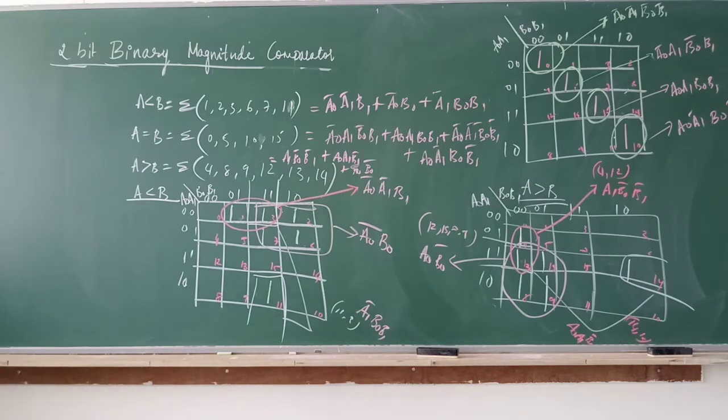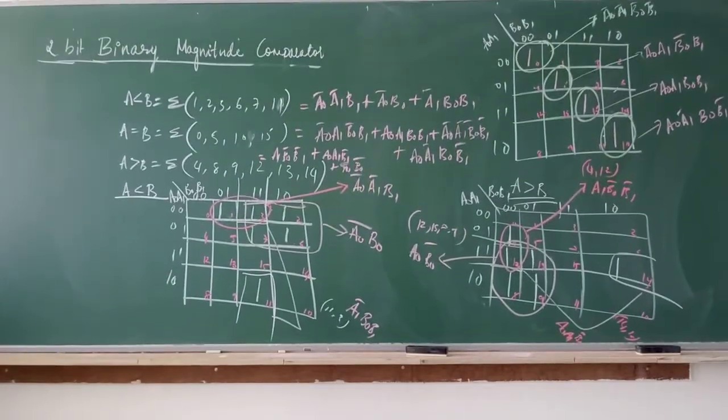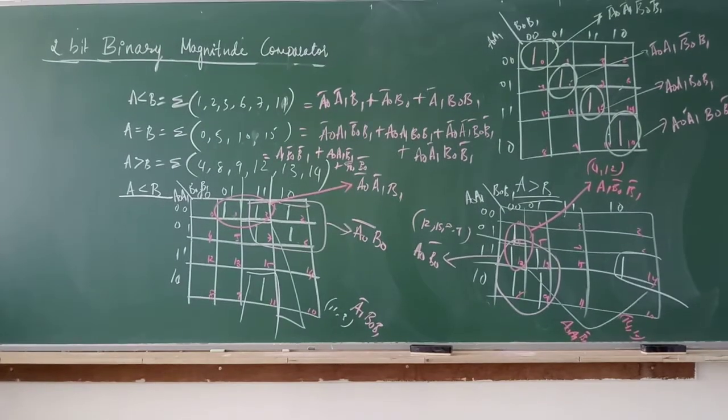So these are the equations we have for A equal to B, A greater than B and A less than B. So now you can write the logic diagram for this. Fine.